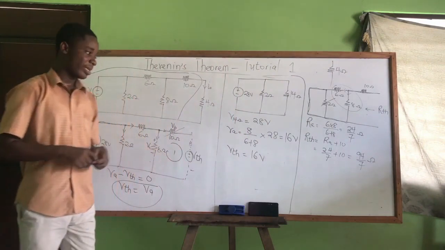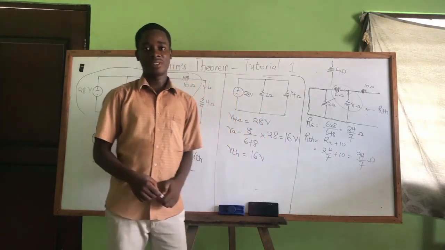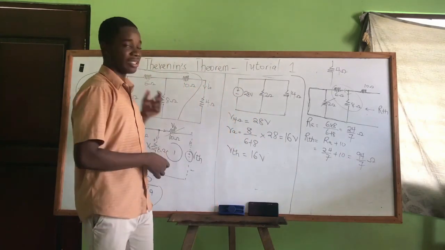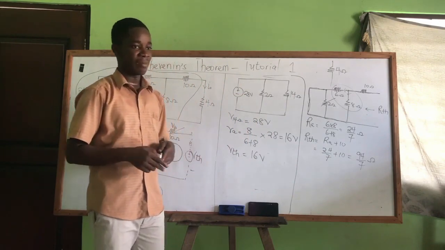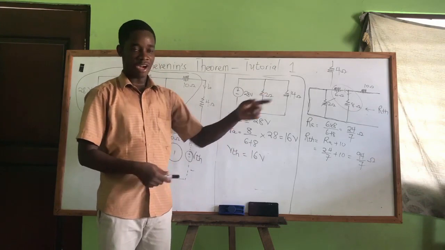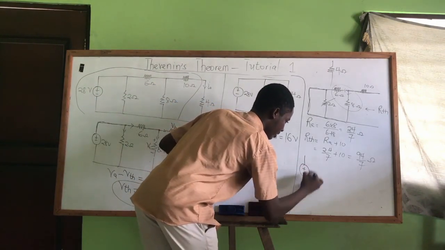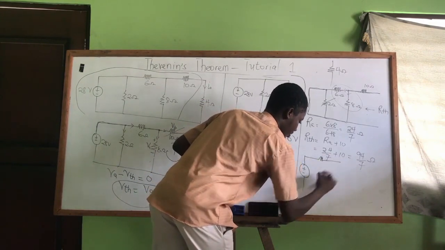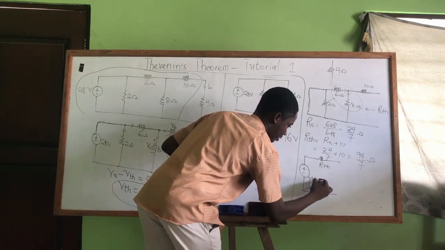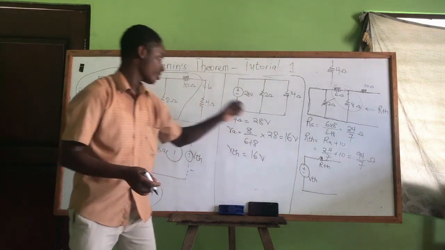So we've managed to calculate VTH and what? RTH. Now the last thing to do is to draw your Thevenin equivalent circuit of this. As I said, it should be a voltage source, the VTH, in series with your RTH. So just draw a simple circuit. Your VTH in series with what? Your RTH. So this is the RTH here. This is the VTH. They are in series. That's a Thevenin's equivalent of this.